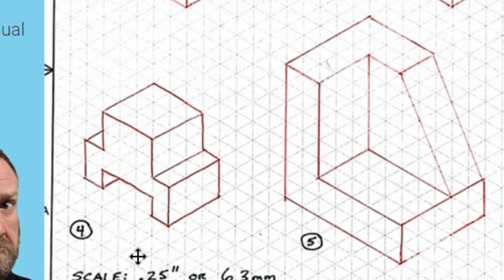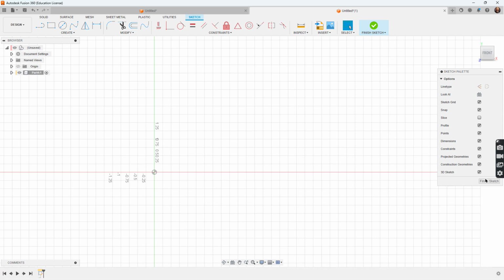If we look at the original drawings, they are in 1/4 inch grids. Okay, so a 1/4 inch. So that means every block is 1/4 inch. Something that might help us is if we actually go to Fusion and make things a 1/4 inch.